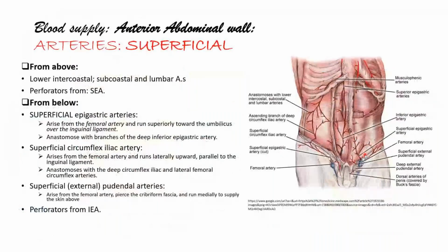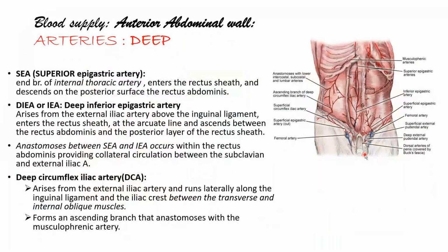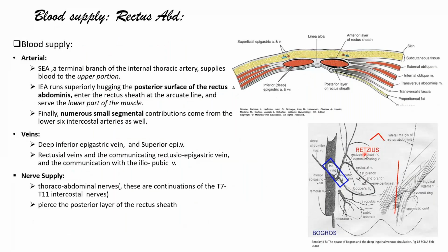Okay. Now the veins are again the deep inferior epigastric vein and the superior epigastric vein, and we all know the rectusial veins, which are veins running along the rectus muscle. That's why the name rectusial veins, and they all have a communication with the inferior epigastric.